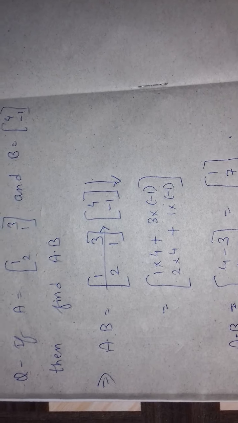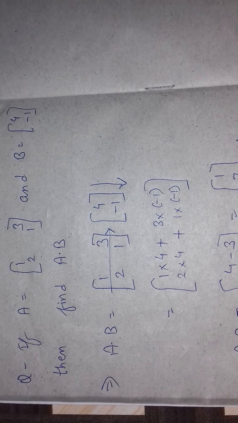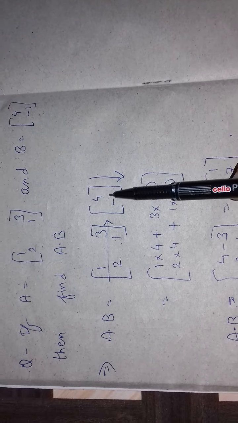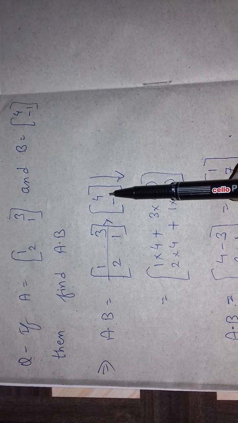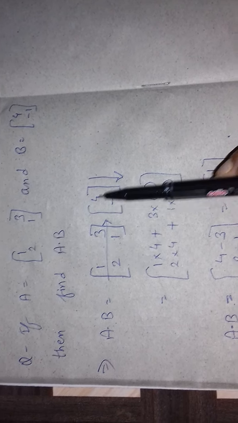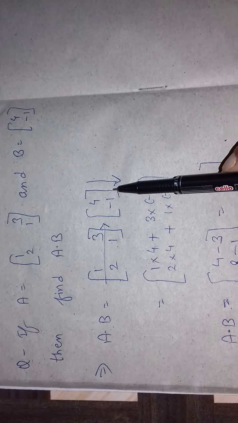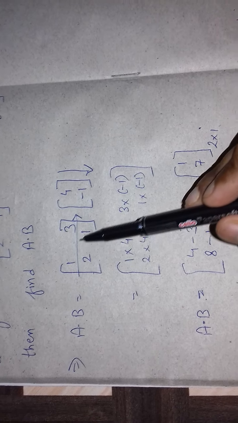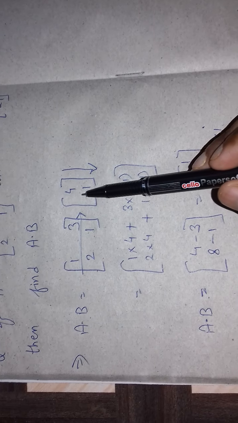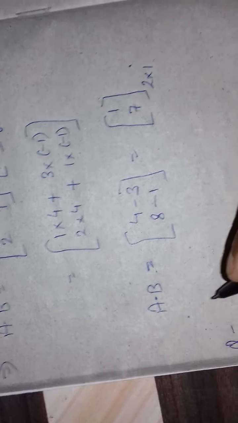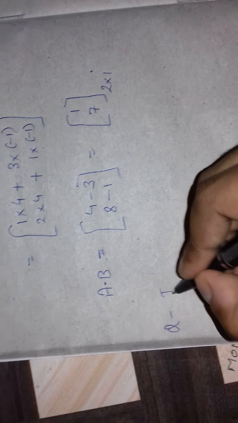So we have to multiply those matrices only when the number of columns in A is equal to the number of rows in B. Suppose this matrix has 2 columns, so this matrix has 2 rows. So we will multiply two matrices only when first matrix column and second matrix rows are equal to each other. Okay, so we will see some more examples.